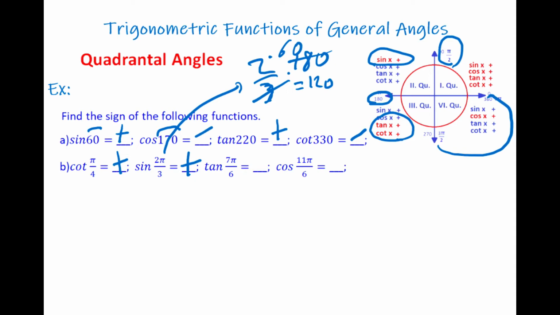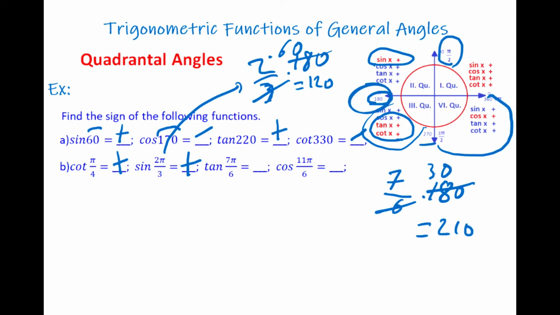Tangent 7 pi divided by 6. 7 pi divided by 6 is a little bit bigger than 1 pi, actually, which is the third region. We already see it here. But if you want to convert it to degrees, what you can do is 7 divided by 6 times 180, guys. Simplify it. Then we have 30 here, 30 times 7, which is 210 degrees. And we all know that 210 degrees is between 180 and 270, right?